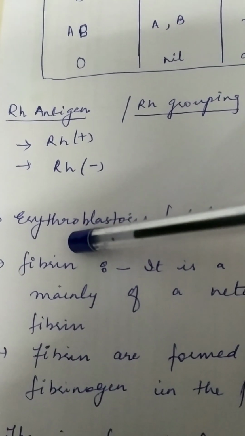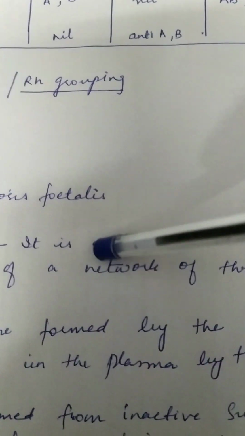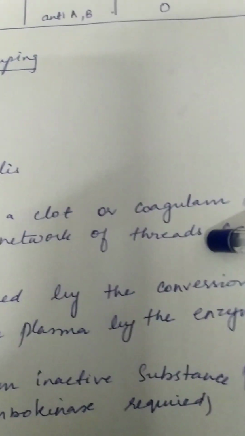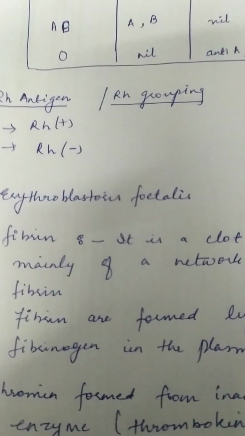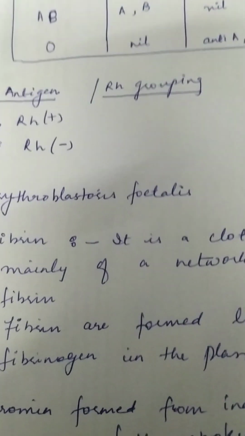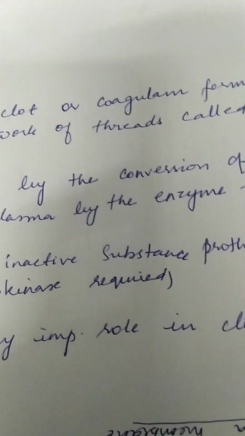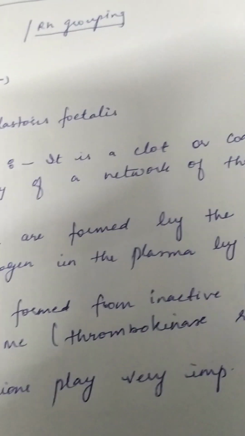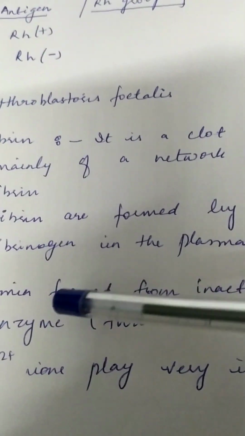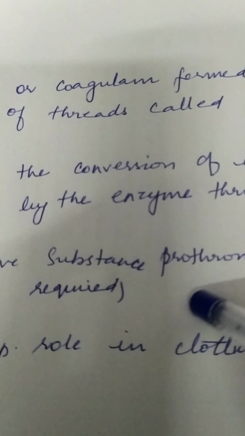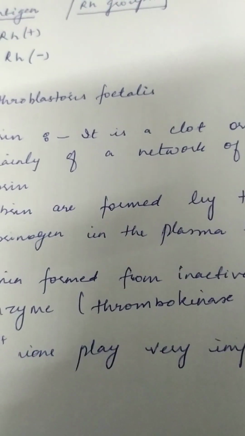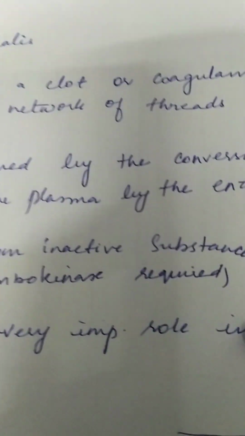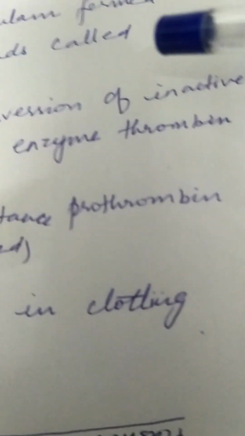This is fibrin. It is a clot, and a network of threads formed is called fibrin. The enzyme thrombin is important in fibrin formation. Thrombin is formed from the inactive substance prothrombin. Calcium ions play a very important role in your clotting factors, fibrin.